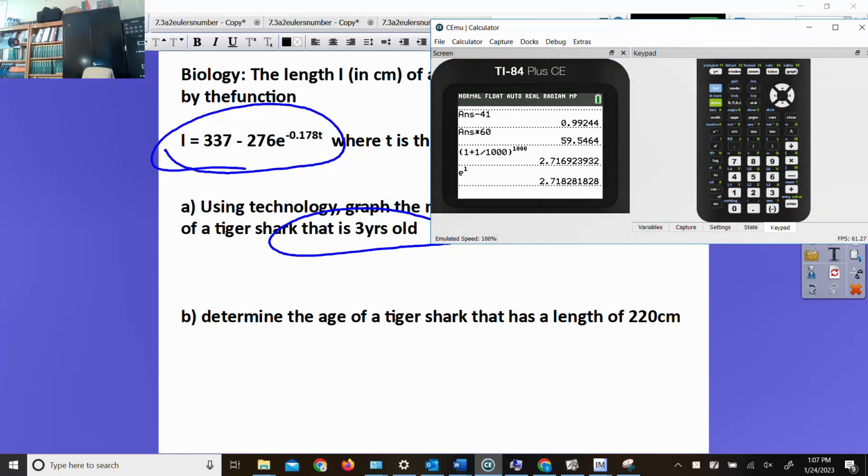I reckon we should go to y equals. And what should we put in y equals? The equation. What's the equation? 337 minus 260 e again, second natural log. Don't you be hunting on test day for that button.